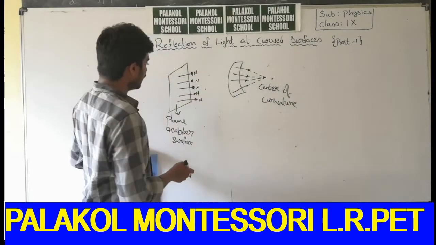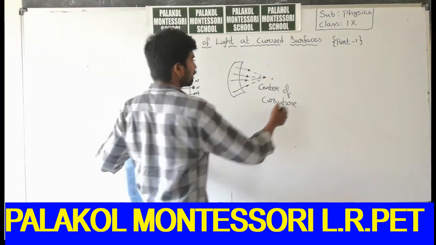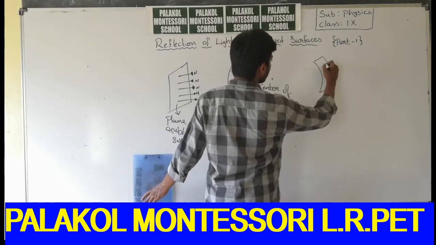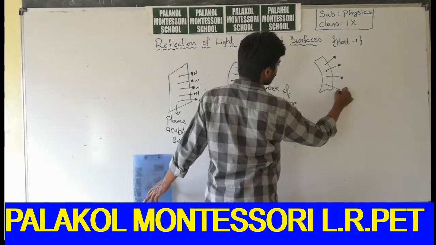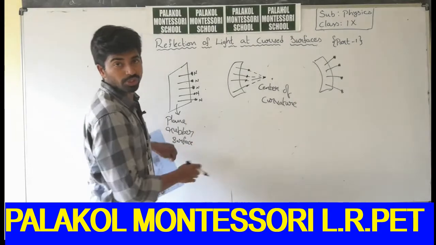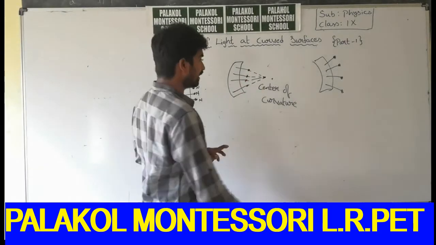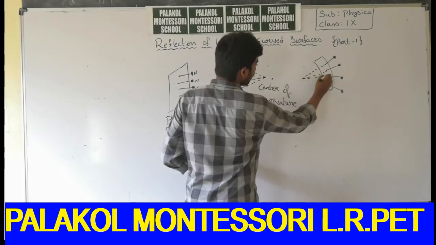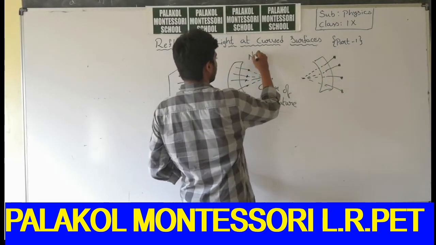Similarly, if you bend this rubber in the other direction, how will it look? Here the nails will look like this. Here the nails are converging to a point. Here the nails are diverging. Diverging means moving away from a point.